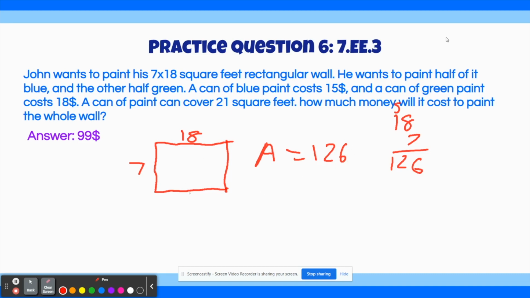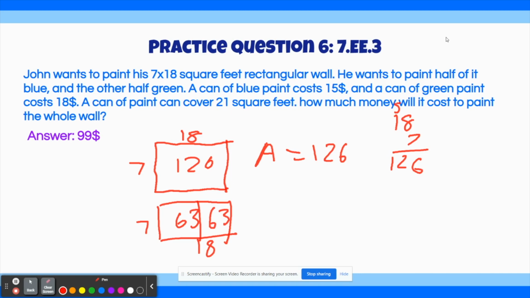So that means the entire thing is going to be 126. So now John wants to split it in half. So I'm going to go ahead and draw another diagram off to right here. Again, it's going to be 7 by 18, except I'm going to split it in half. And so if the total area is 126, that means the area of each half is going to be 126 over 2. So that means that each half would be 63 square feet. So both of these halves are 63.